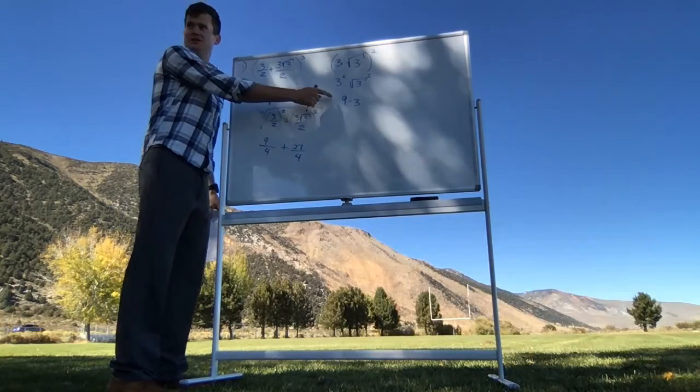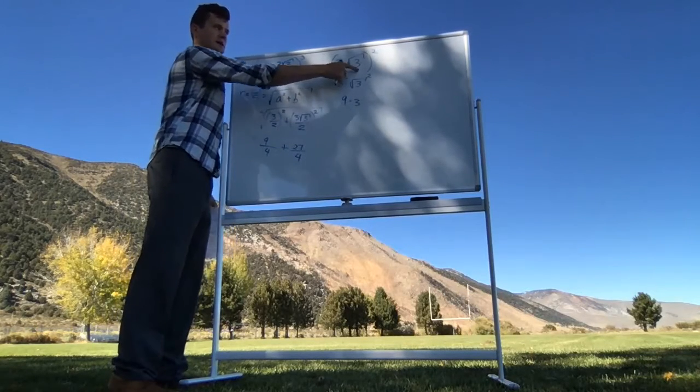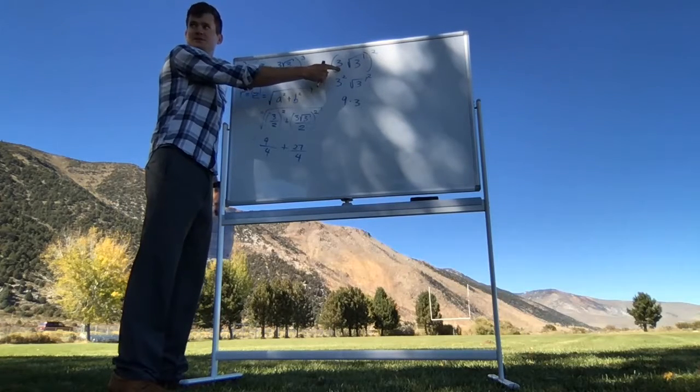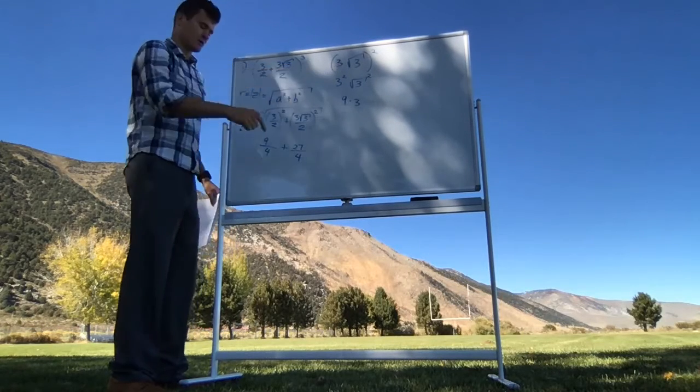I'm going to erase this work. Do you guys have this written down? You guys know how to square something that has a radical and a non-radical in it? I can erase this, nod your heads one way or the other. Okay.